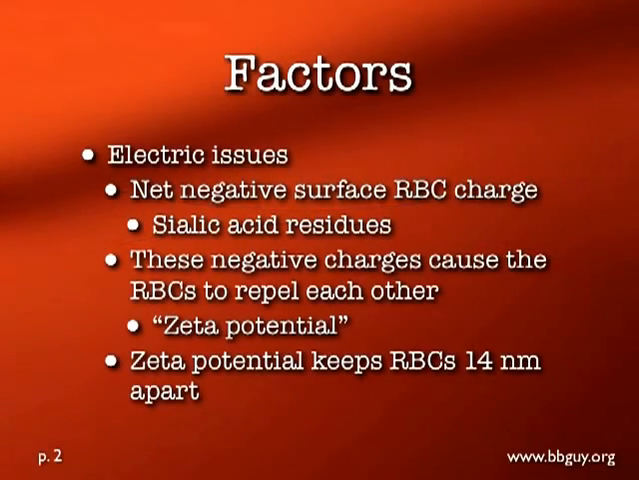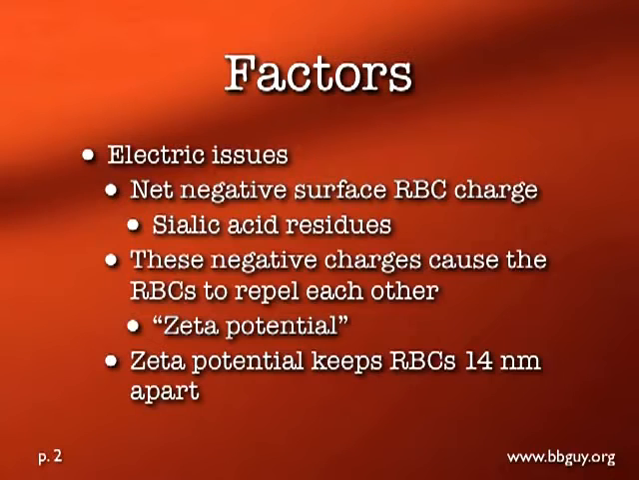Well, there are some other factors that are kind of fighting against us, and that includes electric issues. Basically, red cells have a net negative surface charge due to sialic acid residues, and those negative charges actually cause the red cells to repel each other. If two red cells are trying to come together and they're both negatively charged, electrically that's going to push them apart. That's something called zeta potential, and that's a very elementary explanation of zeta potential, but that's basically what keeps those red cells from getting closer together.